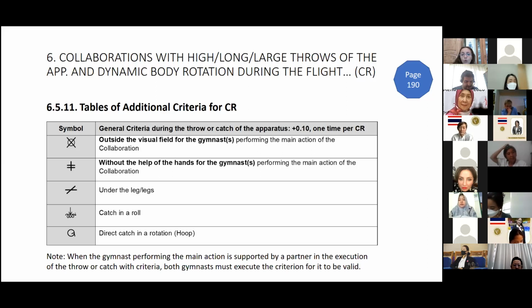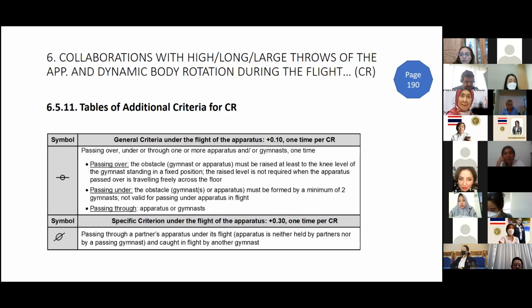Be very attentive when a gymnast performing the main action is supported by a partner in the execution of the throw or the catch. For criteria, both gymnasts must execute the criteria to be valid. We also have additional criteria for CR: passing over, passing under, and passing through. These are the obstacles. So we can have additional criteria if you pass under the apparatus or the gymnast, or you pass over the apparatus or the gymnast, or you pass through the apparatus or the gymnast. You take additional criteria for 0.1. And you have this specific criterion, plus 0.3, one time per collaboration: passing through a partner's apparatus under its flight, everything in the air.